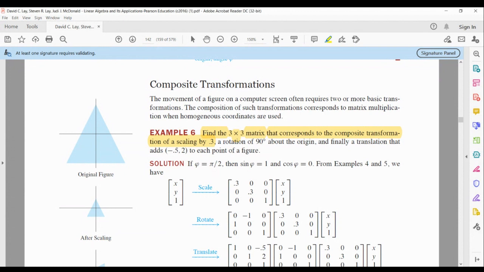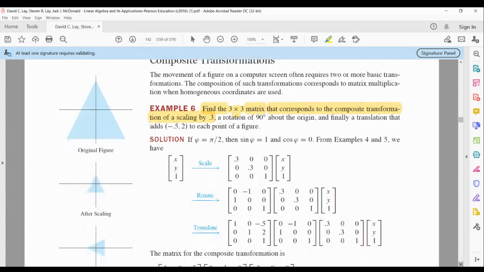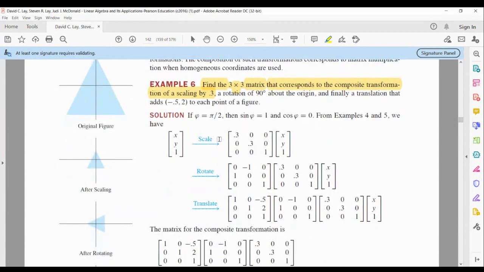Okay, good. So now we're going to do a scaling of 0.3. That comes first. This composite transformation is going to consist of 3 things. First we have to do the scaling, and you're doing it on your XY coordinate, but it's a homogeneous coordinate, so you have to have the 1 down there. Then after the scaling, you're going to do a rotation of 90 degrees.